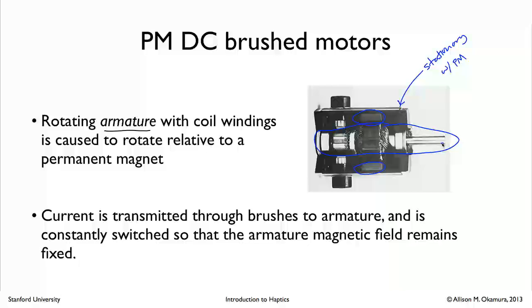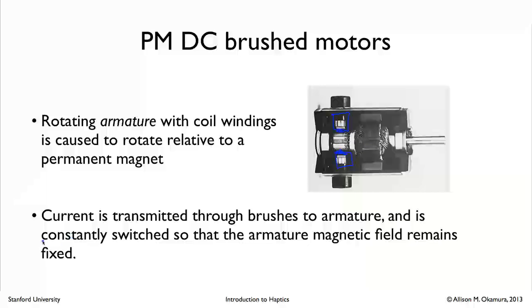So how do you actually get current onto this spinning thing? Well, that current is transmitted through brushes. And in this diagram, you can also see the brushes. I'm going to get rid of those so I can circle new things. So here's a brush, and here's another brush. And the brushes are actually making contact, physical frictional contact, through to the armature, which is rotating.